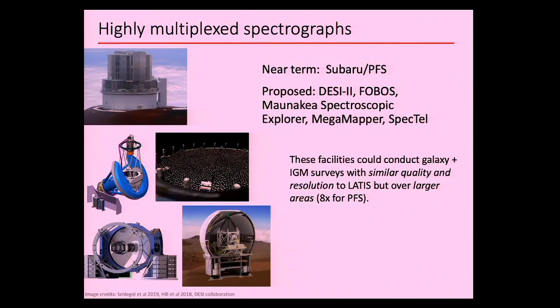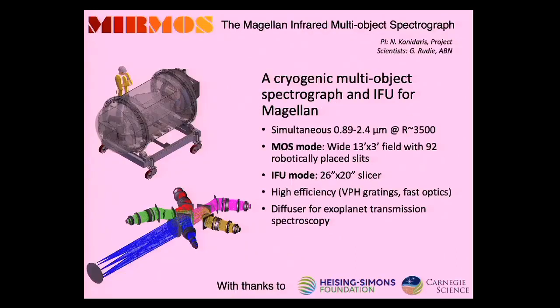Another thing that we're missing is complete galaxy inventories that we can correlate with these maps to learn about galaxy evolution. This is one among many motivations for an instrument called the Magellan infrared multi-object spectrograph that we're developing. Nick Konidaris, whom some of you know, I'm sure, is the PI. This will be a cryogenic multi-object spectrograph and IFU that can go at Magellan. It observes the whole infrared at once at a good spectral resolution.